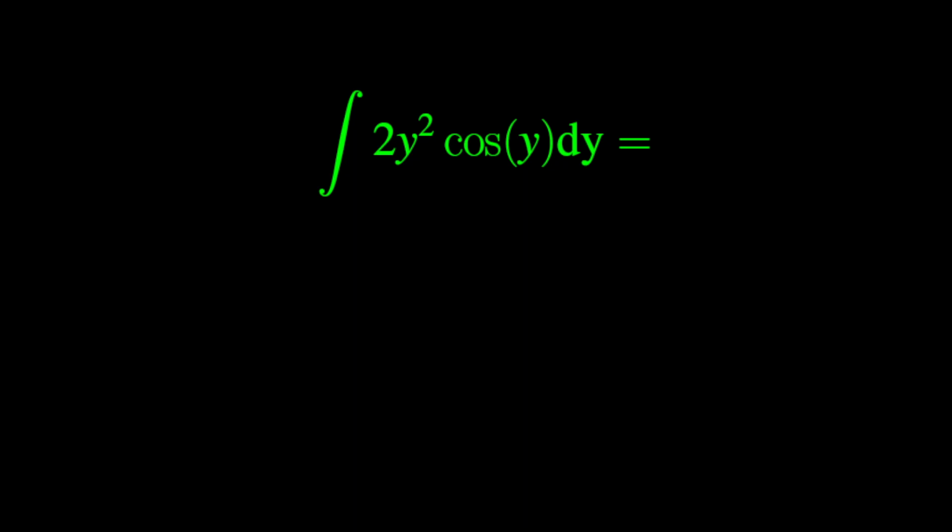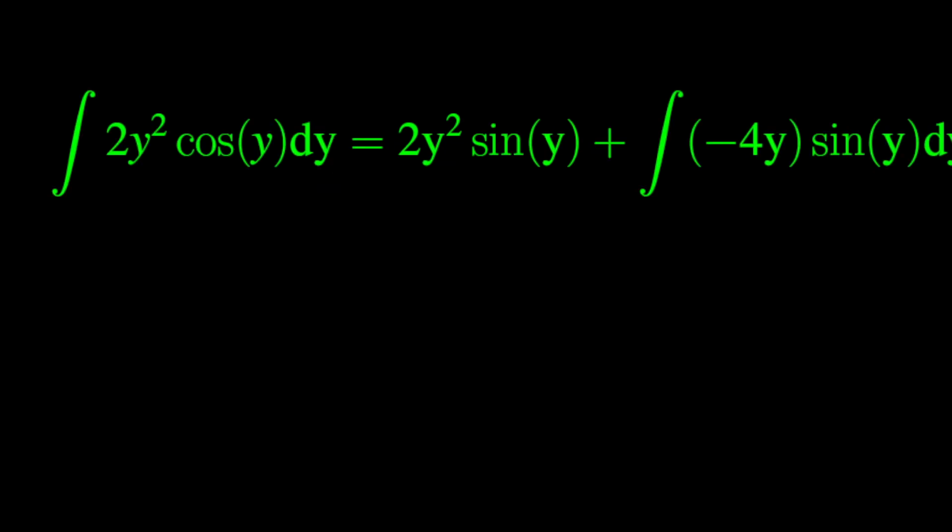Finally, the integral of 2y square times cosine of y dy is equal to 2y square times sine of y, plus the integral of minus 4y times sine of y dy. Consequently, we still have to integrate minus 4y times sine of y, using integration by parts.